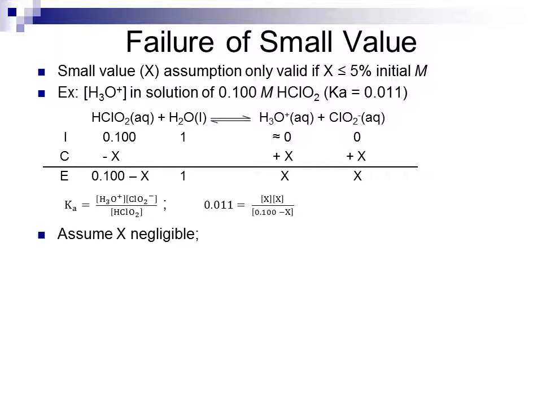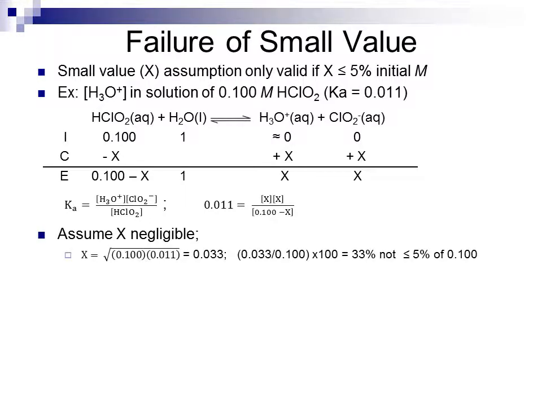If I assume that X is negligible, then I have X being the square root of 0.1 times 0.011, which gives us 0.033. If I express that as a percentage versus 0.1, it is 33% of 0.1, which is much greater than 5%. So this means that our assumption isn't valid.